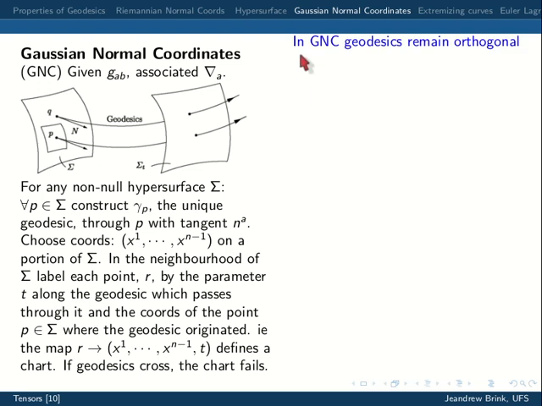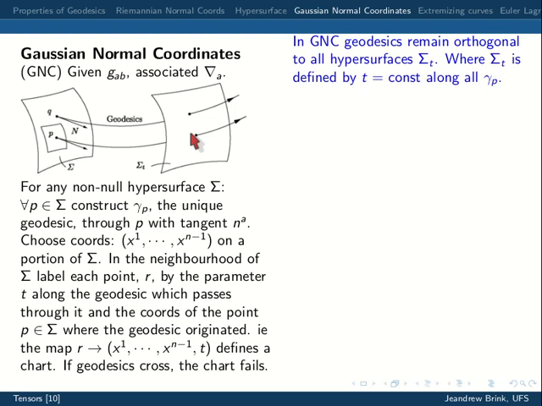Right. Okay, so in Gaussian normal coordinates, the geodesics remain orthogonal to all hypersurfaces because you basically constructed the next hypersurface by taking the geodesic along here. And remember, the reason why that is so is you've parallel transported your tangent vector. So if you have a tangent vector over here, you parallel transport it to over there. Your tangent vector is still pointing in the normal direction of the next surface. Okay, so it's a very nice construction.